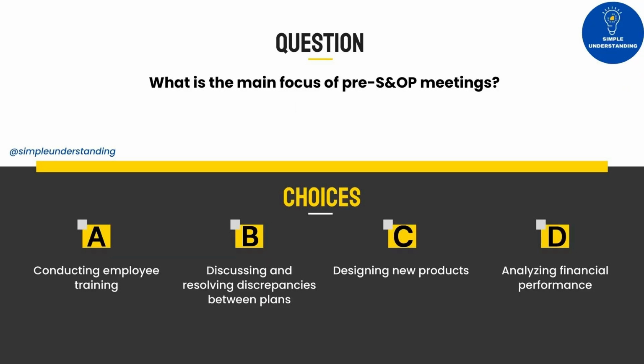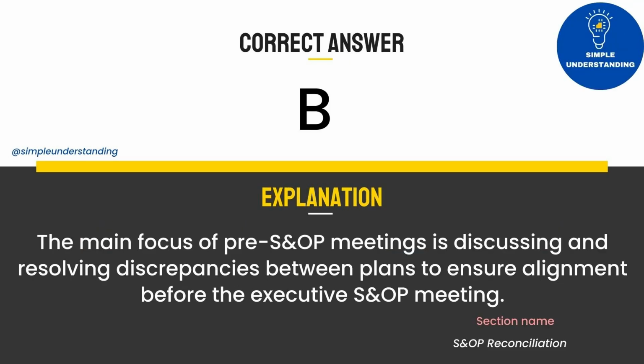3. What is the main focus of pre-S&OP meetings? A. Conducting employee training. B. Discussing and resolving discrepancies between plans. C. Designing new products. D. Analyzing financial performance. Correct answer: B. Explanation: the main focus of pre-S&OP meetings is discussing and resolving discrepancies between plans to ensure alignment before the executive S&OP meeting.